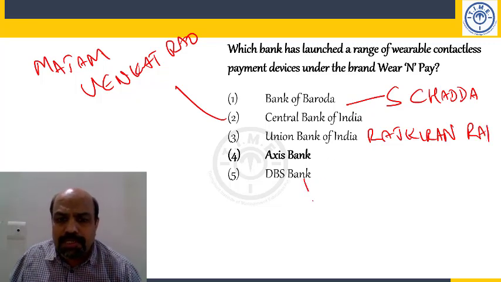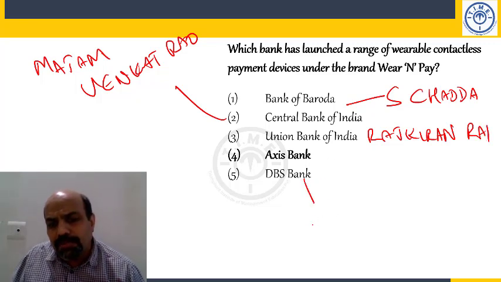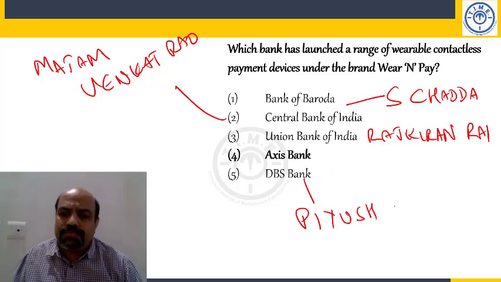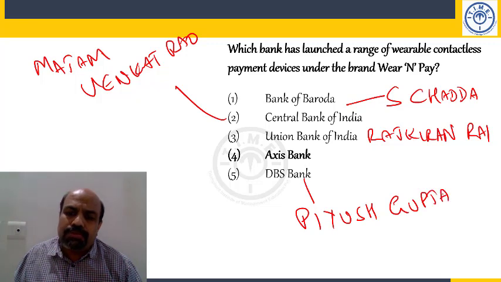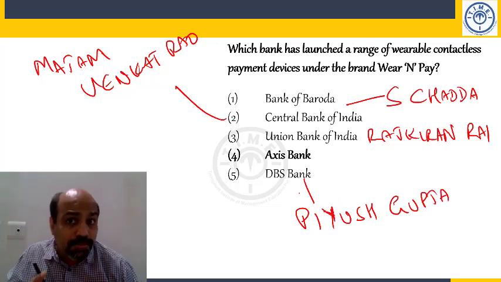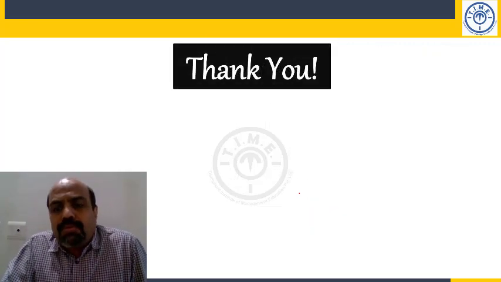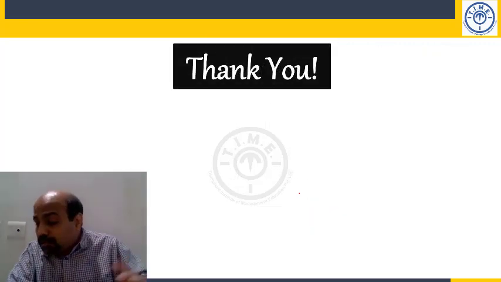Axis Bank, we just mentioned. DBS Bank is a Singapore-based bank. This is Piyush Gupta. It's a Singapore-based bank. Very large bank. Oh, that's about it.